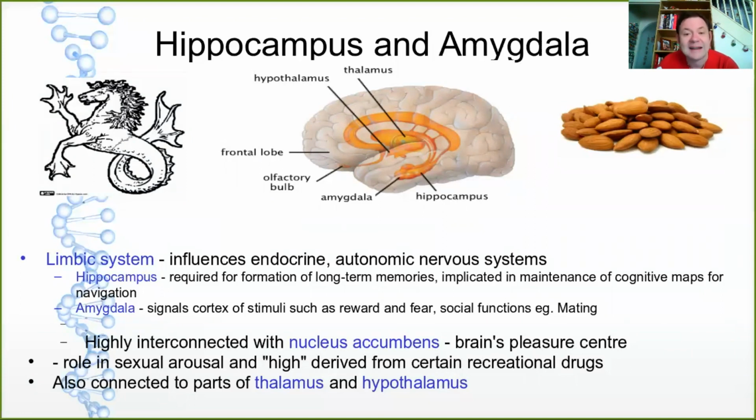Now, the hippocampus and the amygdala are part of a structure in the brain known as the limbic system. The limbic system influences the endocrine and autonomic nervous systems. Endocrine means the hormonal system. So the limbic system controls certain hormones that you produce, and also certain nervous impulses. For example, the amygdala, part of the limbic system. I was going to talk about the hippocampus first, but let's talk about the amygdala first.